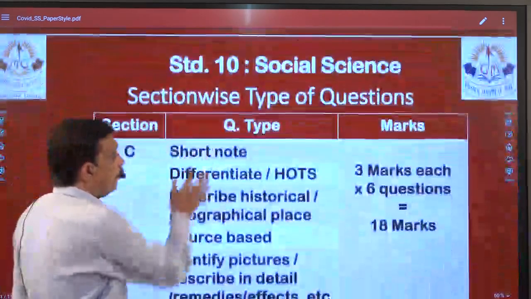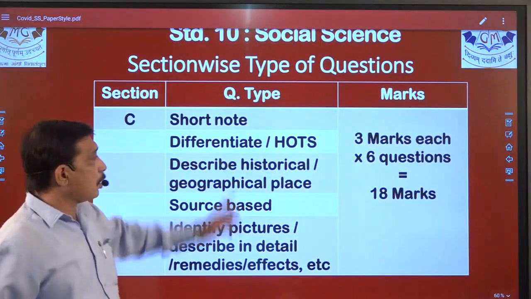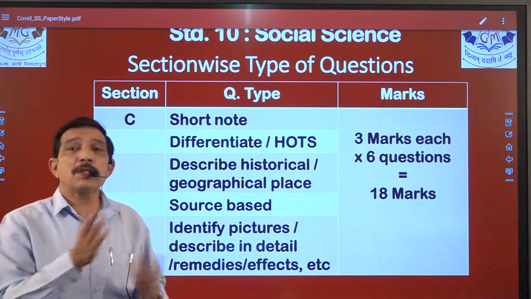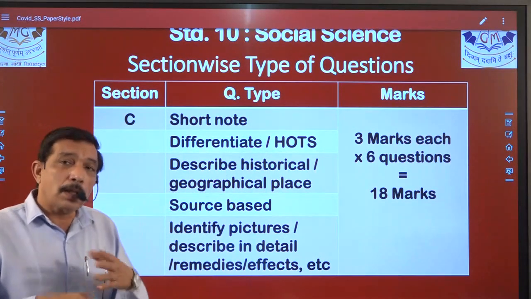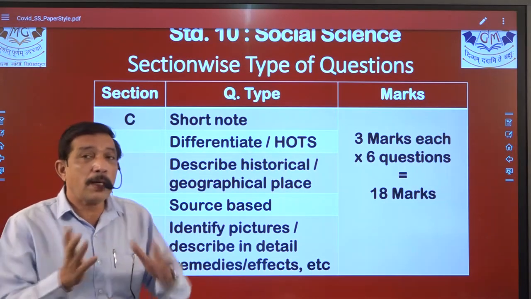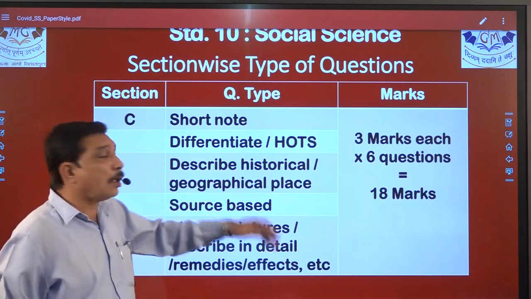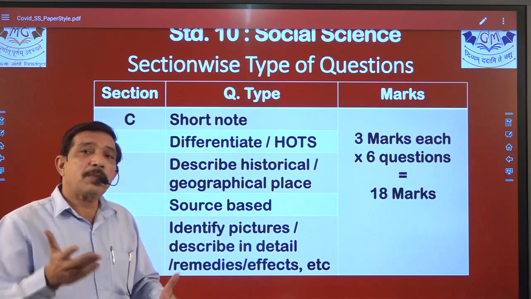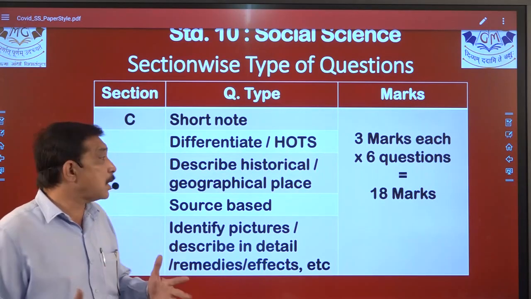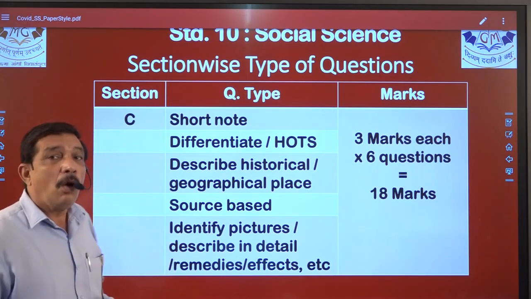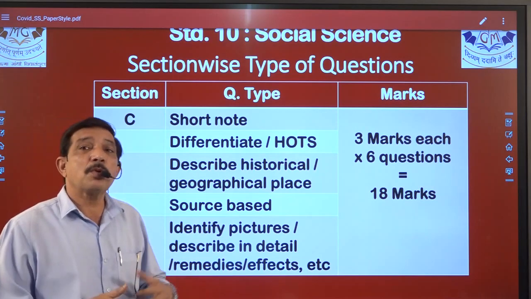Now we come to section C, that is 3 mark questions. You can have short note, you can have differentiate between this and this, you can have HOTS, that is higher order thinking skills, where you have to use your head and answer according to the given situation. Describe historical or geographical place. Yes, for example, Taj Mahal is a historical place. So that way you have to describe, but it will be lengthy, it will have more points covered over there. Source based, yes, some source will be given.